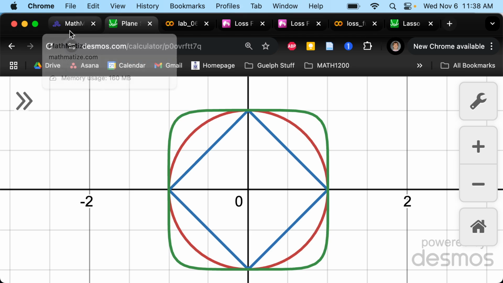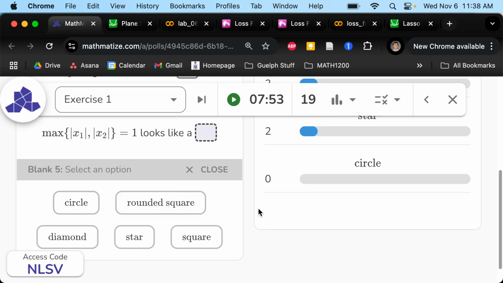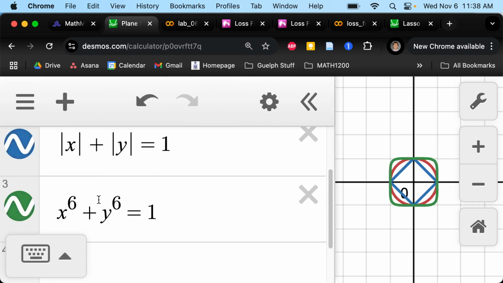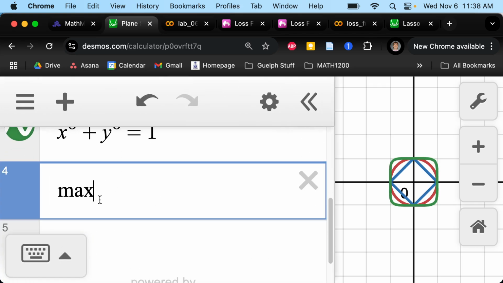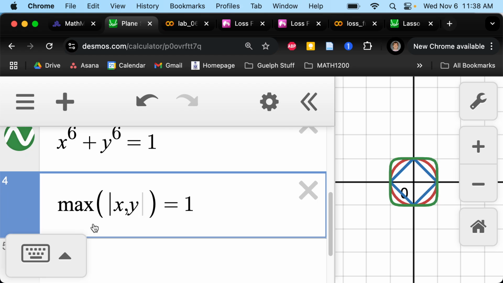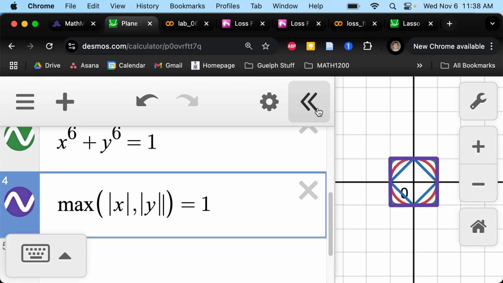And even more extreme is this one, the maximum of the two values. And 13 people again think this is a square. Let's see what it looks like. Does Desmos know about maximum? I guess we're going to find out. Maximum of x comma y equals 1. Oh, that's not a square. That's some weird L piece. Does anyone see what I did wrong? Yeah, I forgot the absolute values. Okay, very good. We'll put them in. And there you go. Okay, so what does it look like?